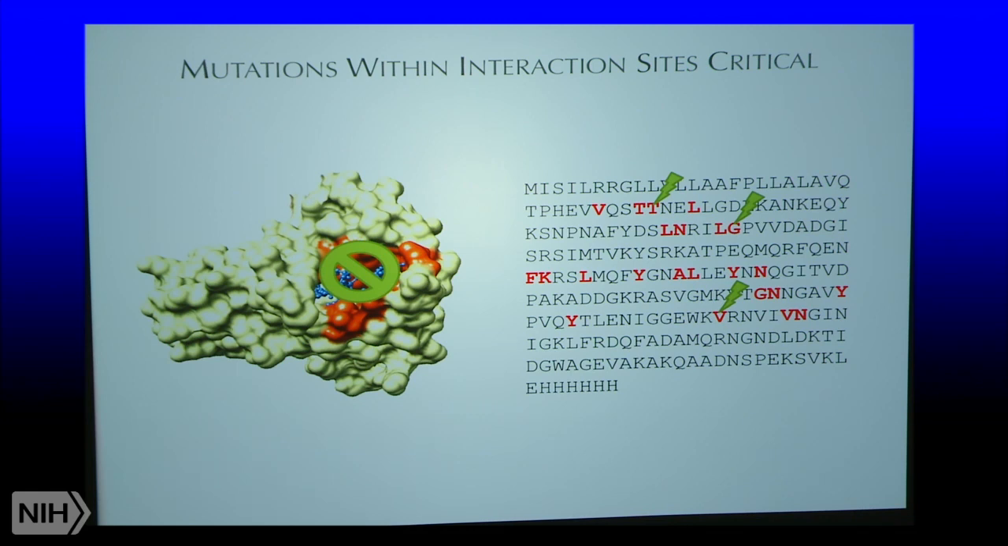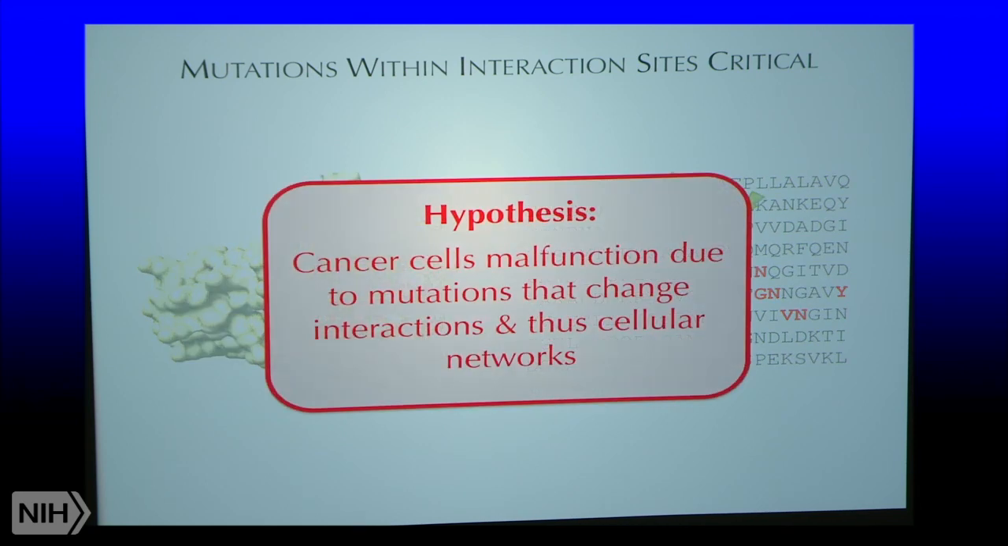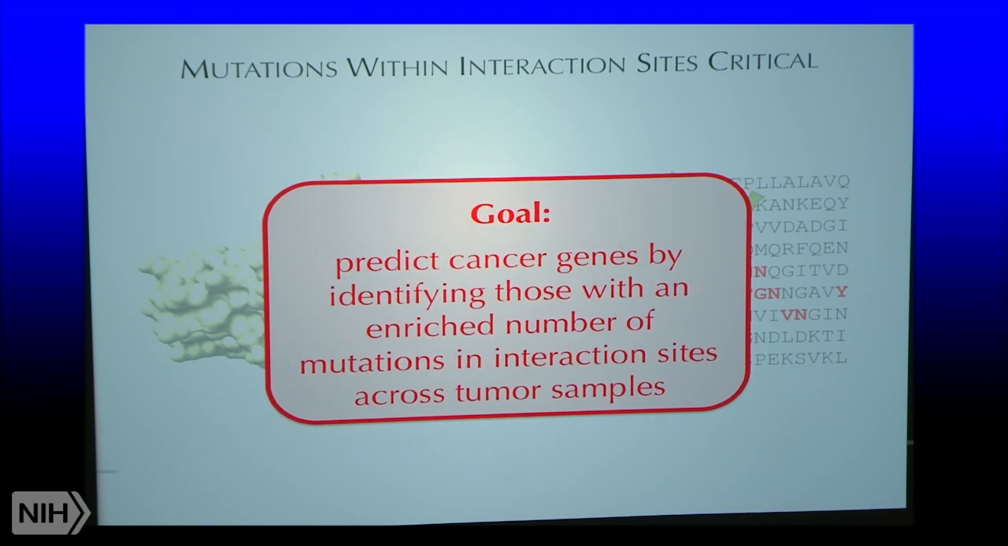Okay, so we're going to look now at trying to interpret cancer somatic mutation data by thinking about protein interaction sites and where on a protein sequence the mutations are landing. Our overall hypothesis is that cancer cells malfunction due to mutations that change interactions and thus cellular networks. And our overall goal will be to try to predict cancer genes by identifying those with an enriched number of mutations in interaction sites across tumor samples.